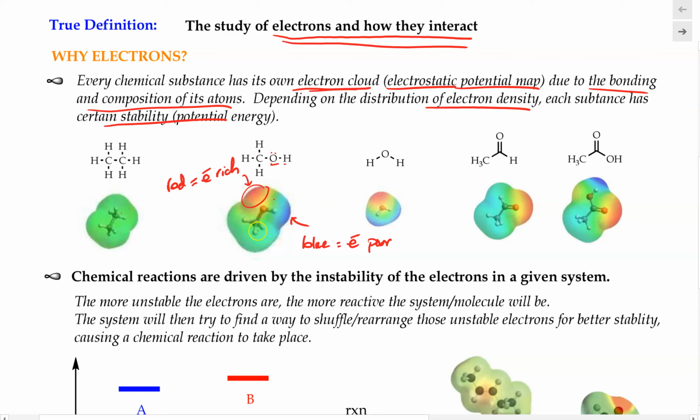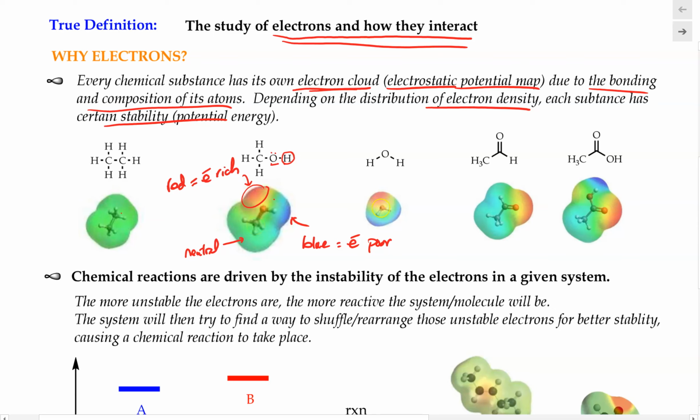So we have this region in green right here, and green means it is pretty much neutral, where electrons are evenly distributed. But then on this oxygen, it is rich in electrons, and on this part right here, where this hydrogen would be, it is poor in electrons, and therefore it has this blue color coding. So this is the electrostatic potential map of this substance.